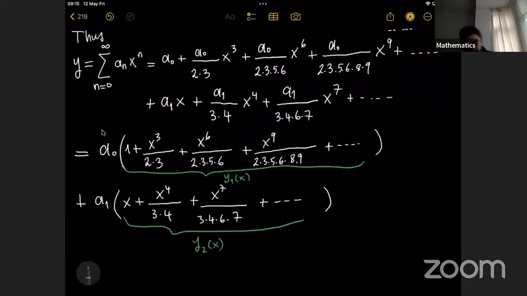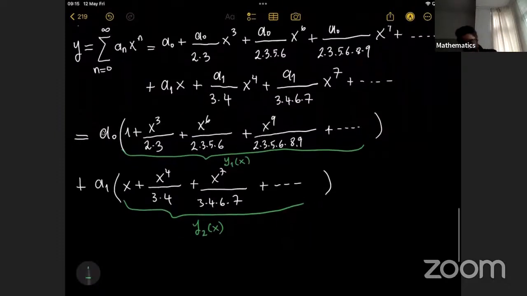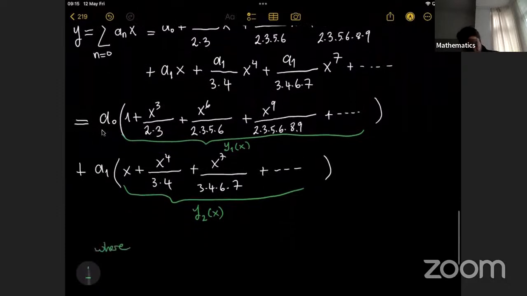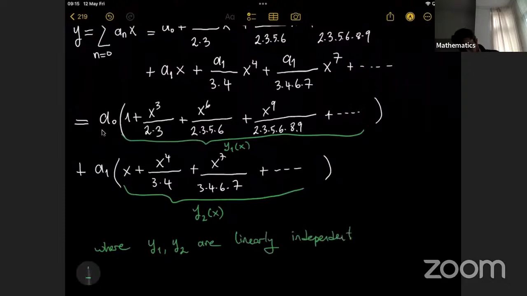And there is another solution here, y2(x). So we have two linearly independent solutions, and the general solution for the homogeneous equation is the linear combination of these two, like C1 times y1 plus C2 times y2. Here, instead of C1, C2, we have A0, A1 as constants, where y1, y2 are linearly independent solutions.